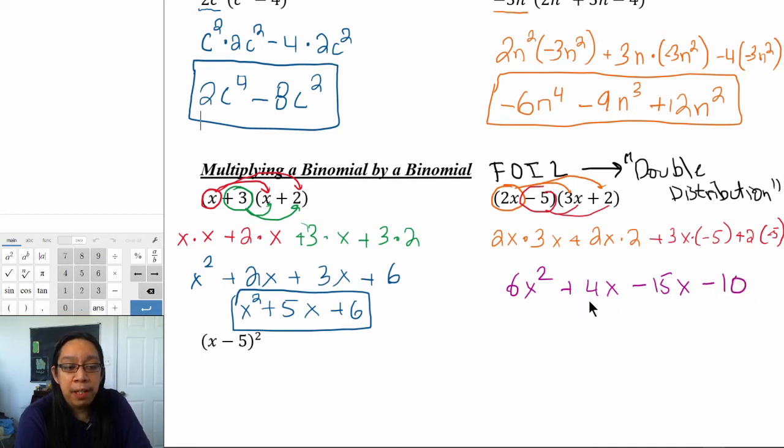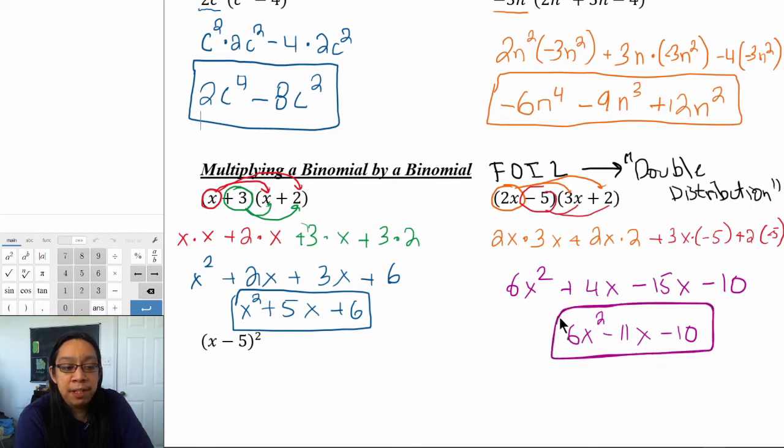Again, we can combine the like terms here, 4x minus 15x. So 4x plus negative 15x will get us negative 11x. And we bring everything else down. And there you have it, 6x squared minus 11x minus 10.